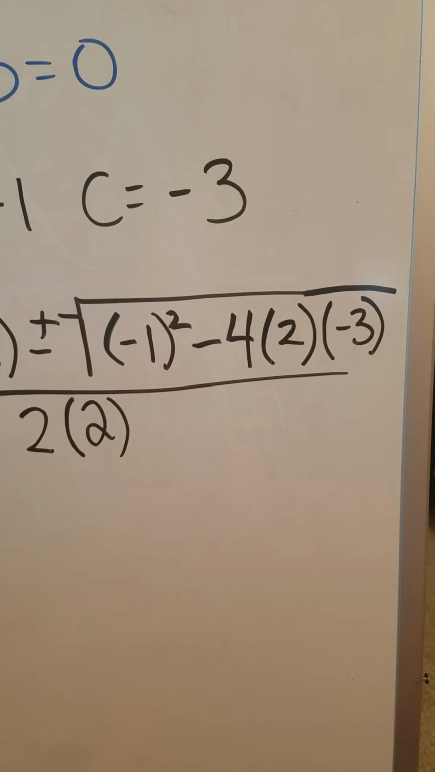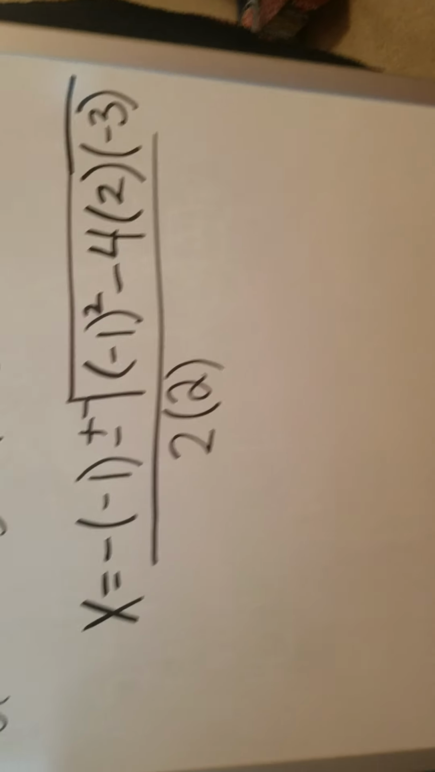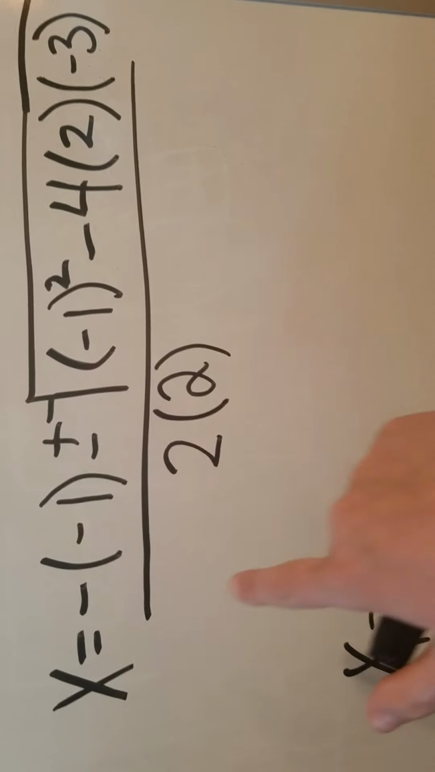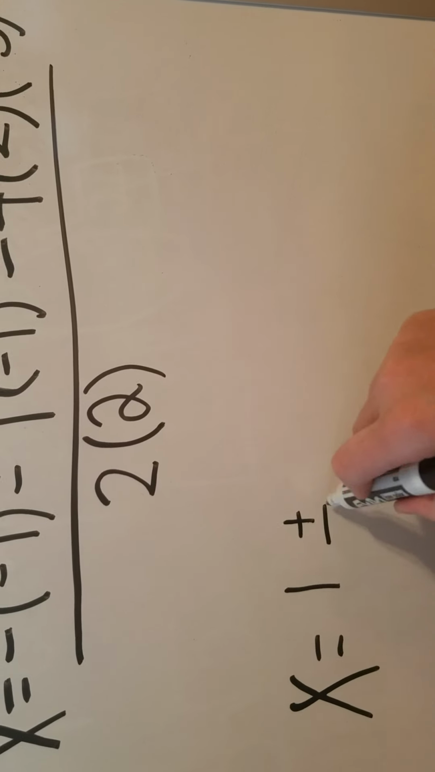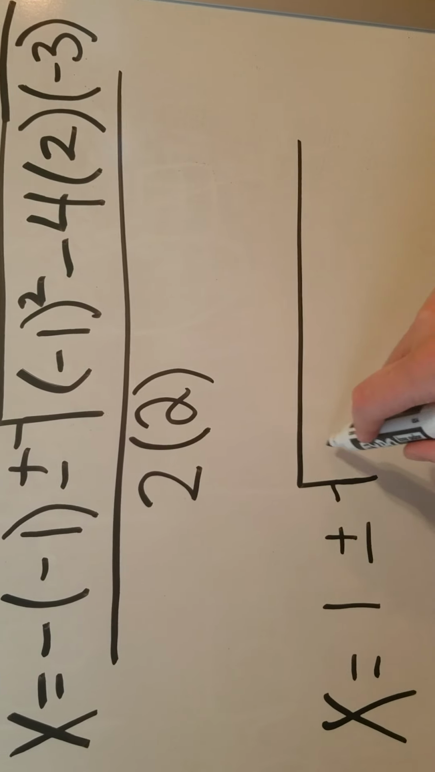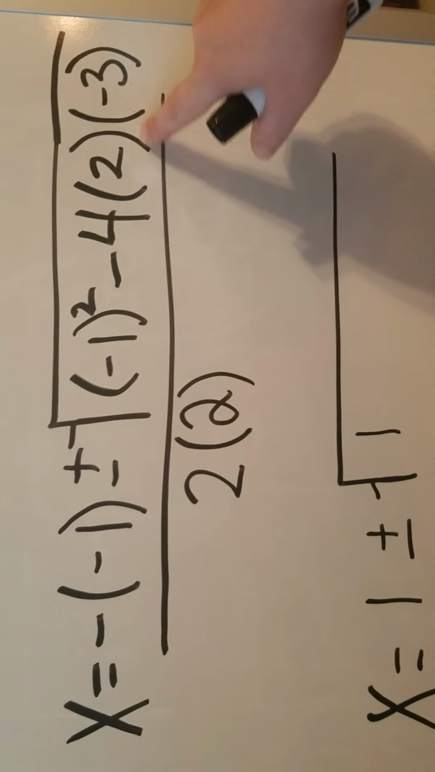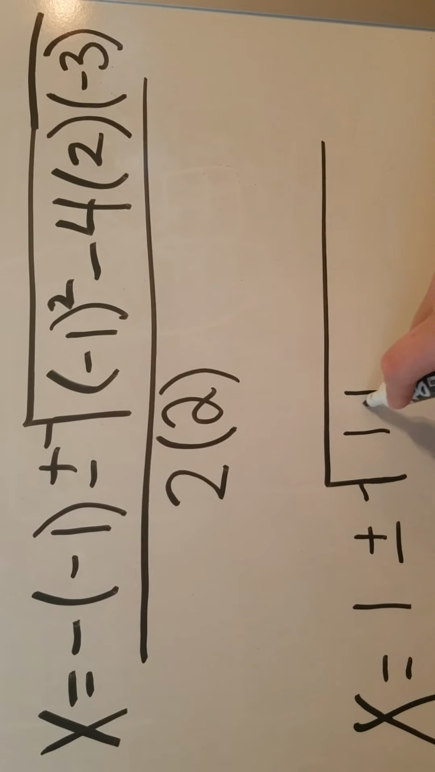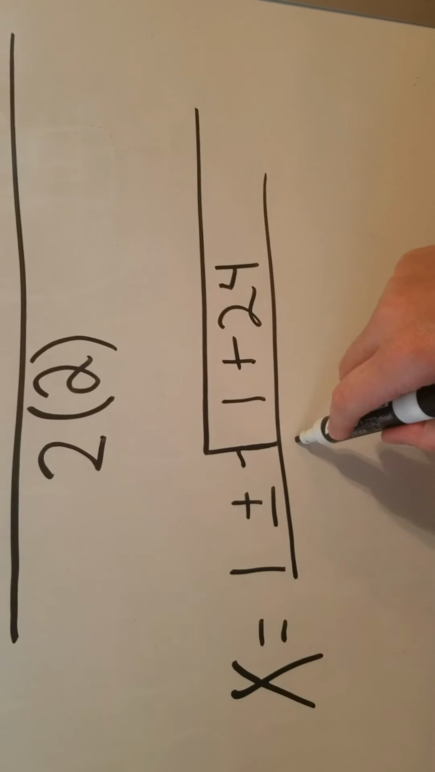So, what I'm going to do next is go ahead and kind of simplify everything. So I'm going to turn this sideways, make it a little bit easier to see. I have X equals negative 1 times negative, I am left with a positive 1 plus minus the square root. I have negative 1 squared, which is a positive 1. And then negative 4 times 2 is 8. 8 times negative 3 is 24. So I'm going to have a positive 24 here, all over 2 times 2, which is 4.